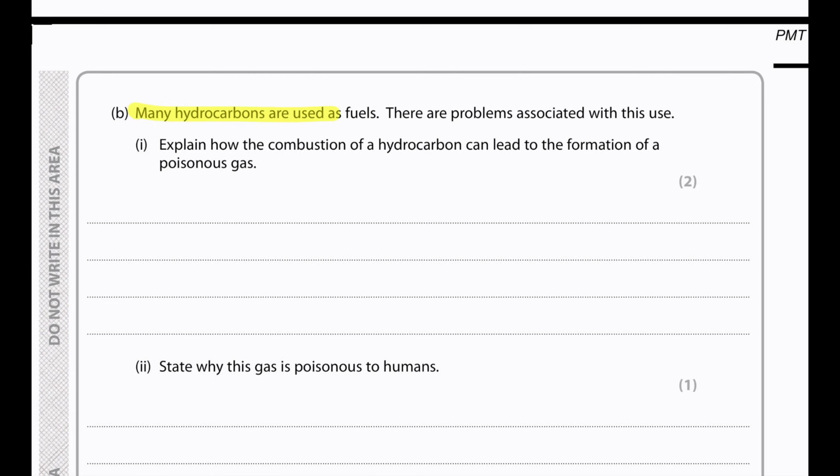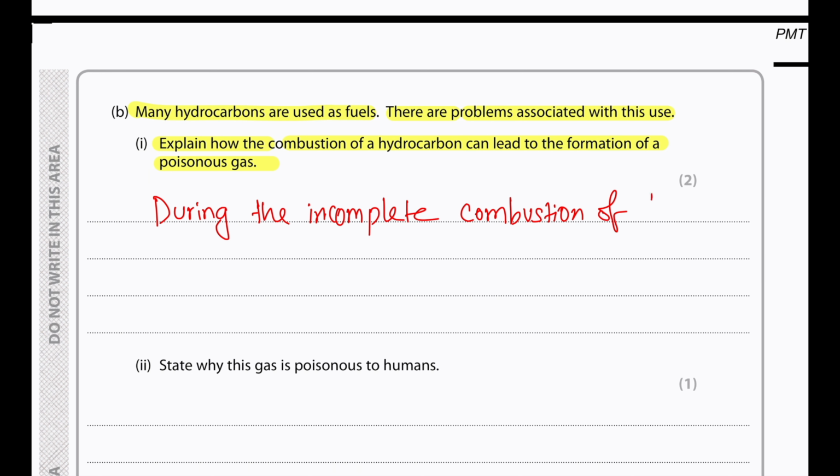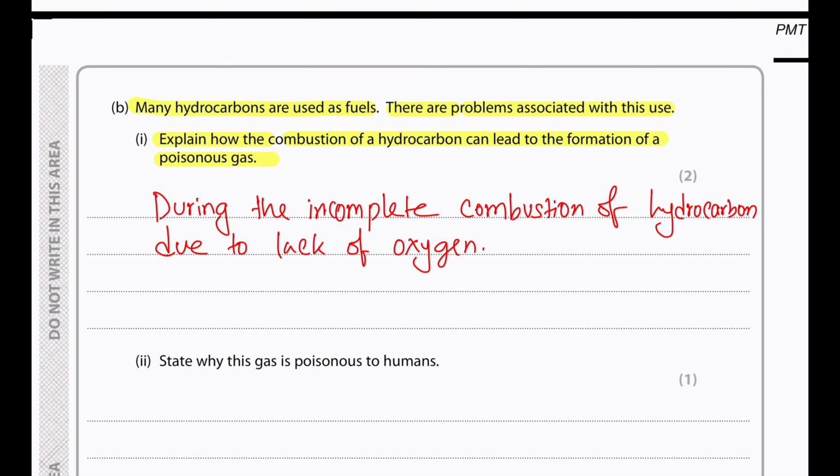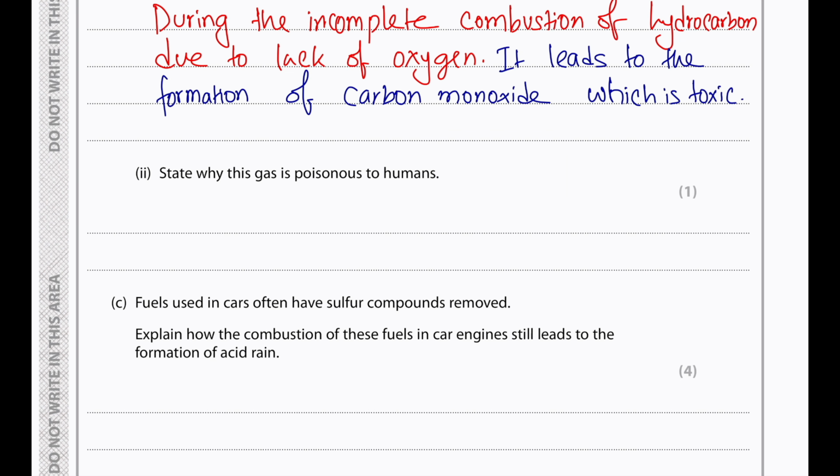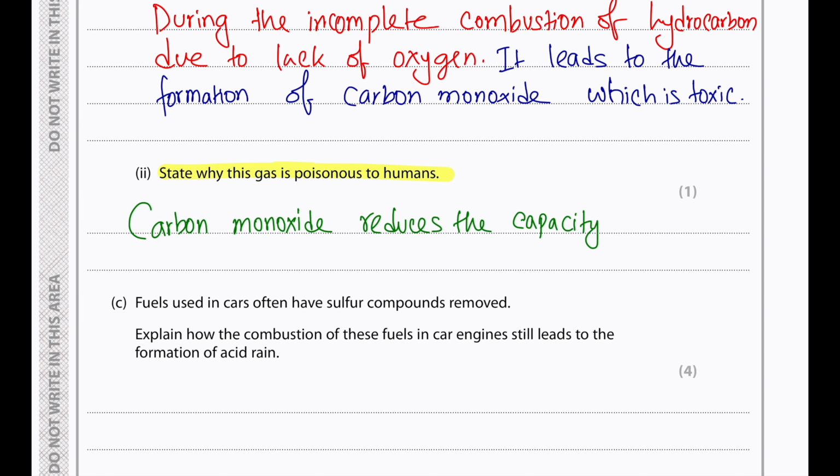Many hydrocarbons are used as fuel. There are problems associated with this use. Explain how the combustion of hydrocarbons can lead to the formation of a poisonous gas. Incomplete combustion of hydrocarbons leads to the formation of carbon monoxide, which is toxic. State why this gas is poisonous to humans. Carbon monoxide reduces the capacity of the blood to transport oxygen because it binds with hemoglobin permanently.